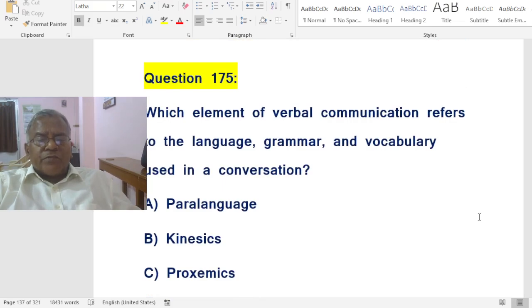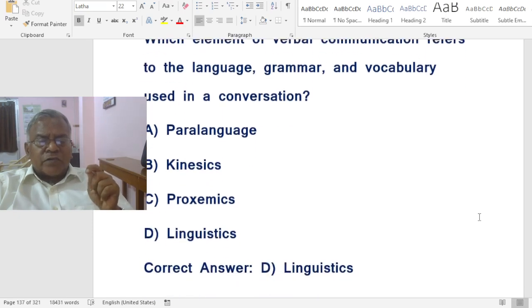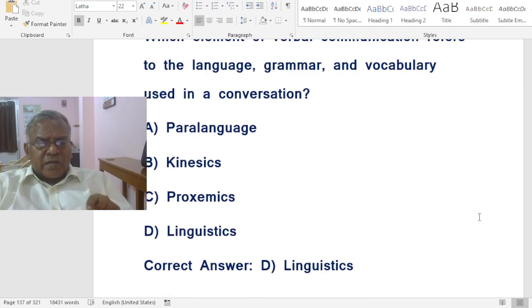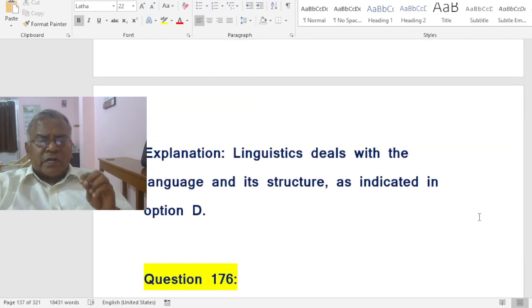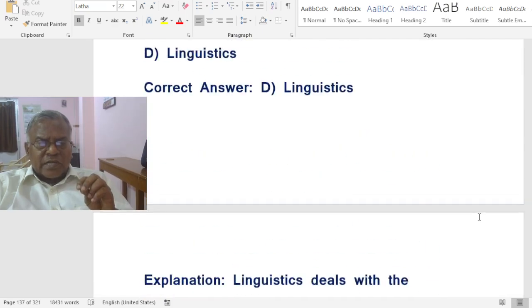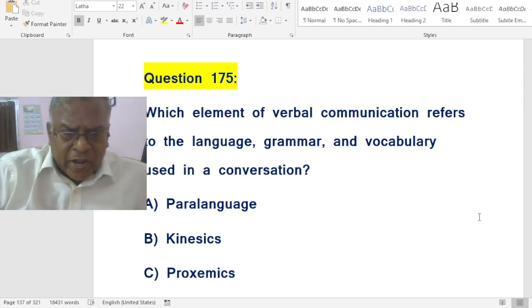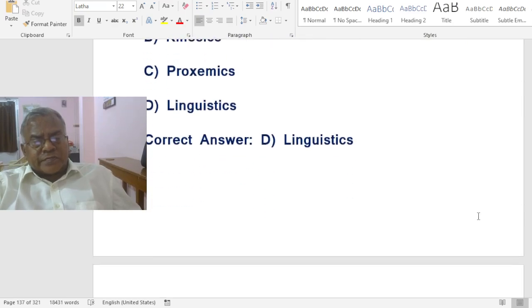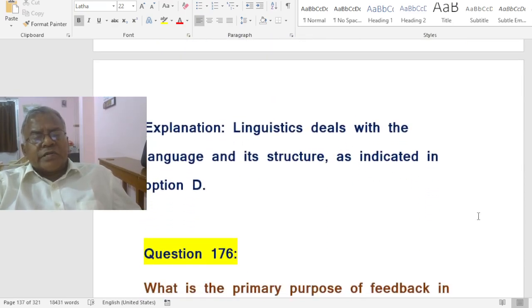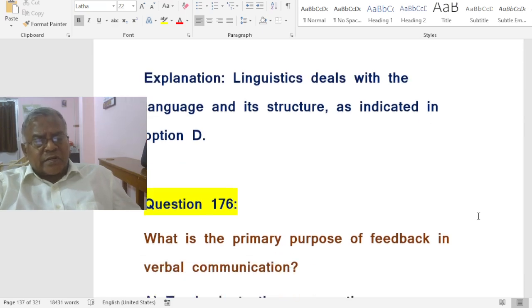Which element of verbal communication refers to the language, grammar, and vocabulary used in a conversation? That is paralanguage, kinesics, proxemics, linguistics. Linguistics deals with the language and its structure. So that is the idea here. So which element refers to the language, grammar, vocabulary? That is linguistics. Linguistics deals with the language and its structure as indicated in option D.